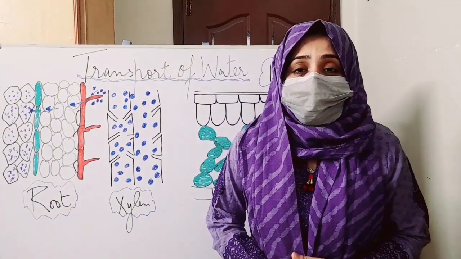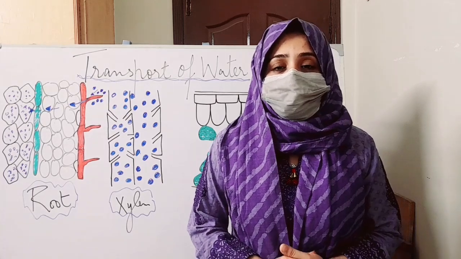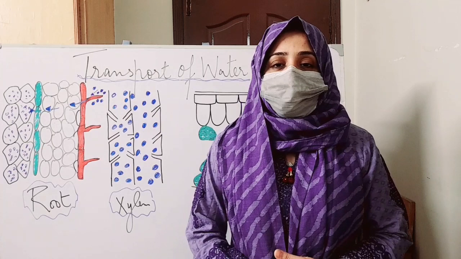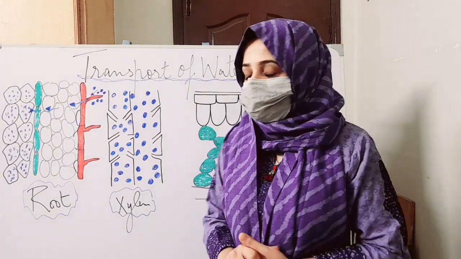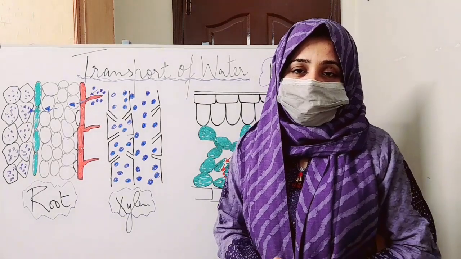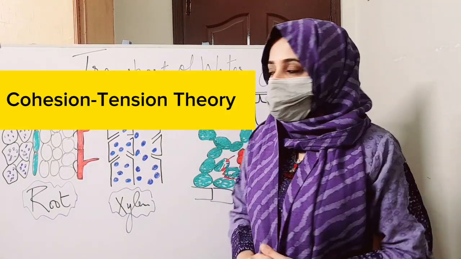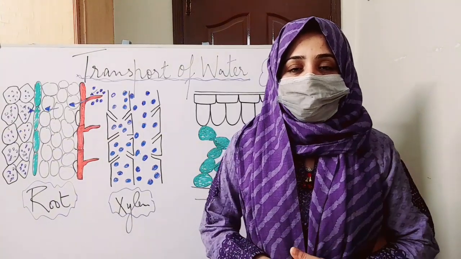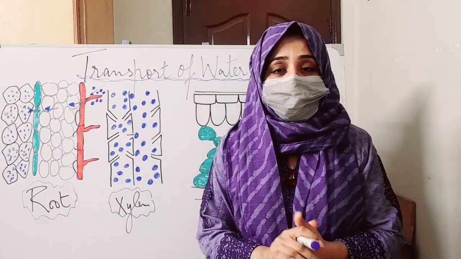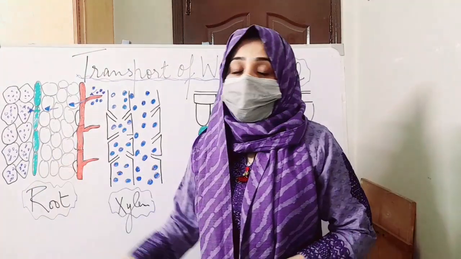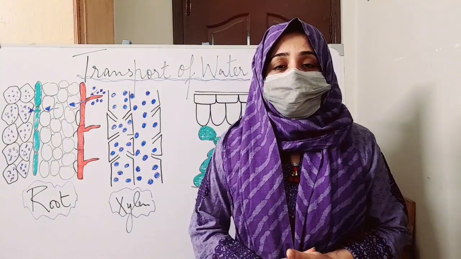But the question arises: how is this uninterrupted conduction of water and dissolved material maintained in plants, especially in tall plants? So it has been studied for many years, and the result of these studies is the cohesion-tension theory. According to cohesion-tension theory, the pulling force that is responsible for the conduction of water and dissolved material from the xylem of roots up to the xylem of leaf is transpirational pull.